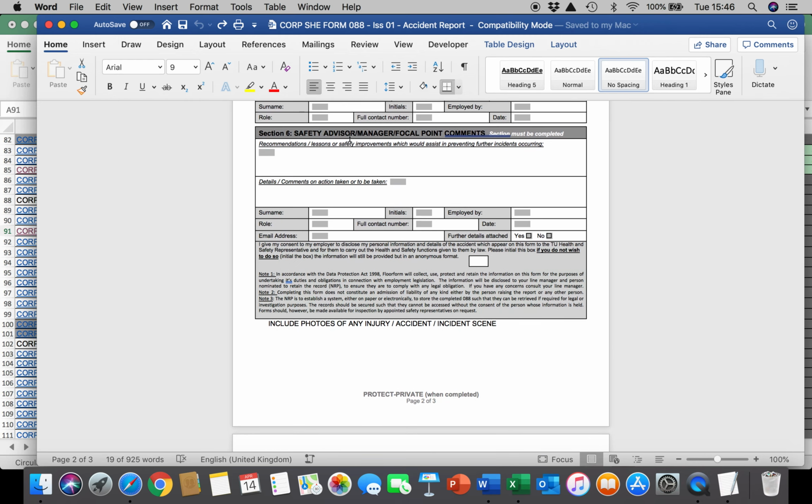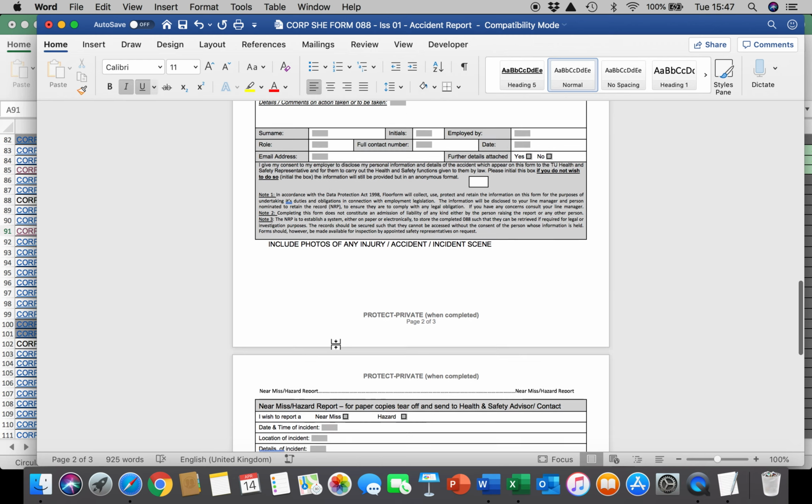So safety advisor, manager, focal point comments. So that could be me, or it could be if there's a safety advisor on a main contractor site, what their input is, and then that will be filled in by them as well. And this is consent. Again, if you've got photographs, photos are really handy. You know, a picture paints 1,000 words.